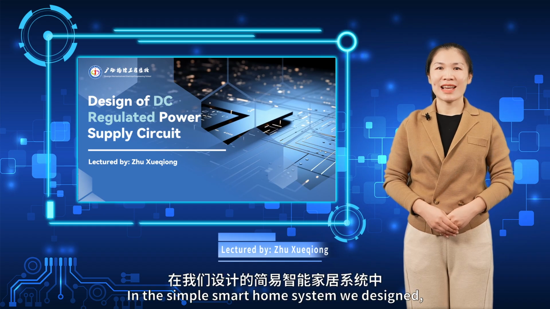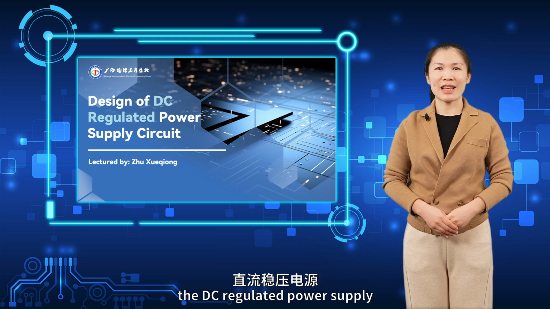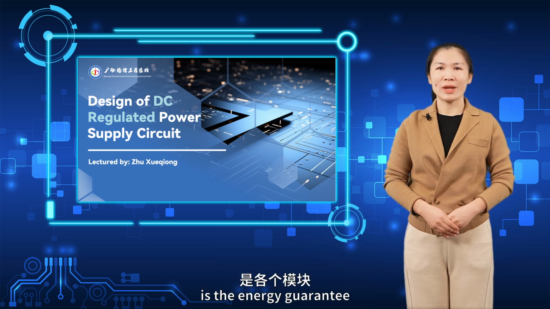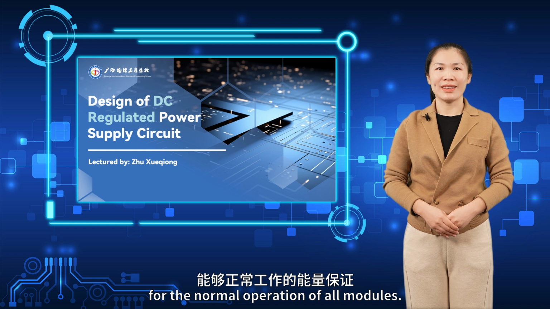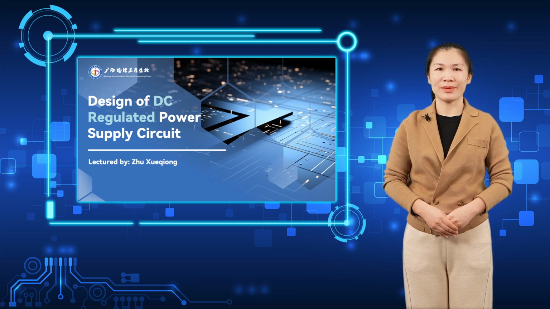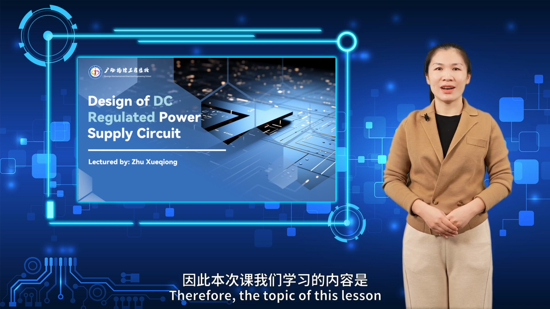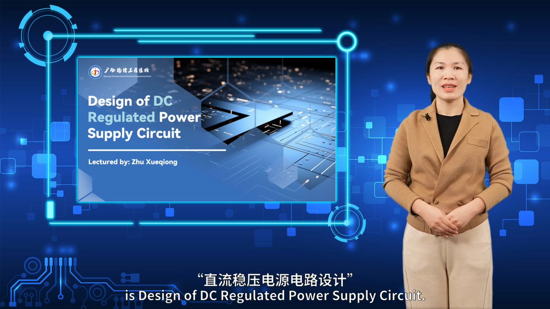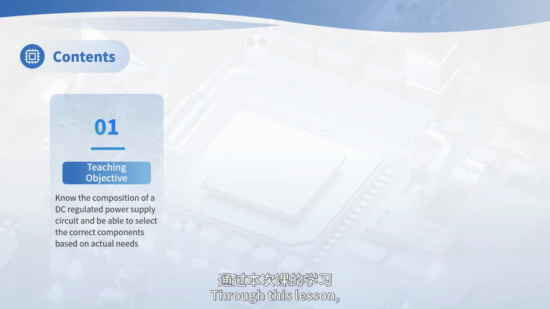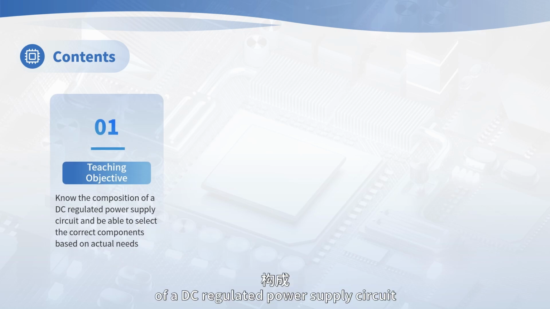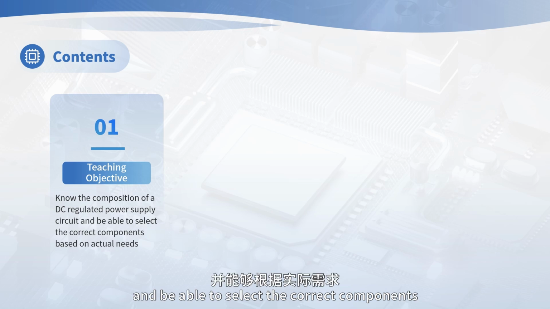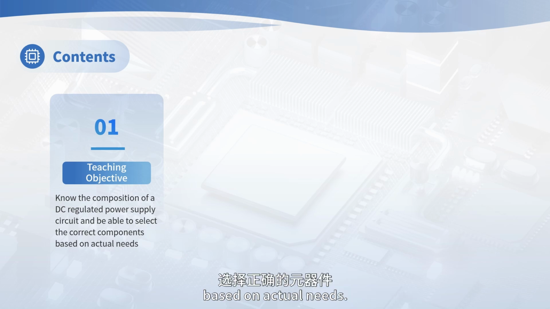In the simple smart home system we designed, the DC-regulated power supply is the energy guarantee for the normal operation of all modules. Therefore, the topic of this lesson is design of DC-regulated power supply circuit. Through this lesson, we will know the composition of a DC-regulated power supply circuit and be able to select the correct components based on actual needs.